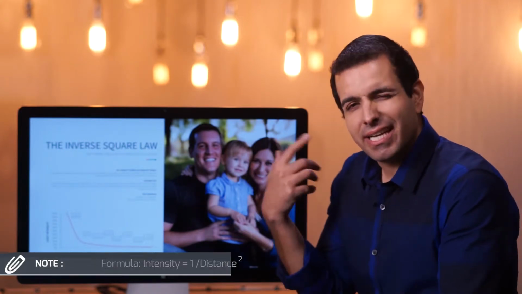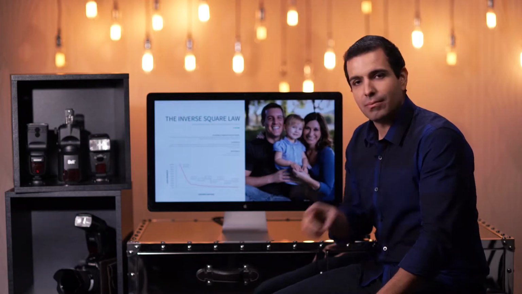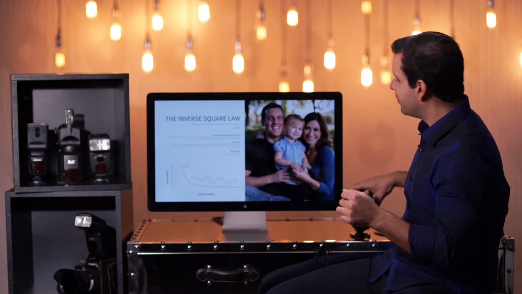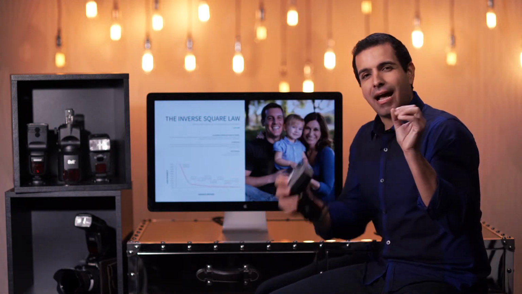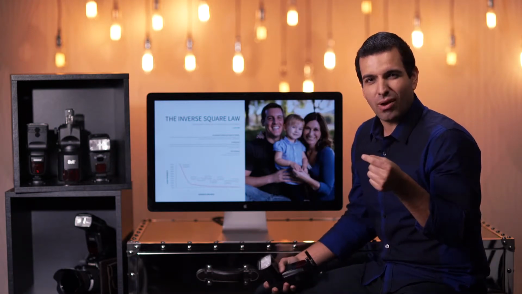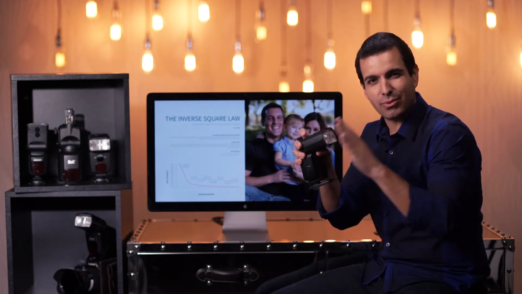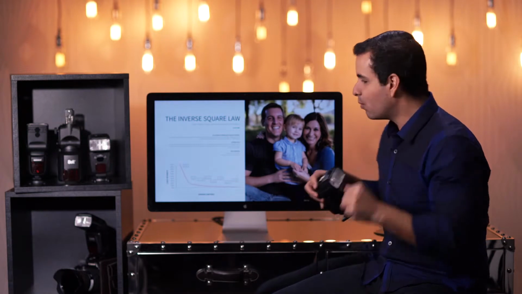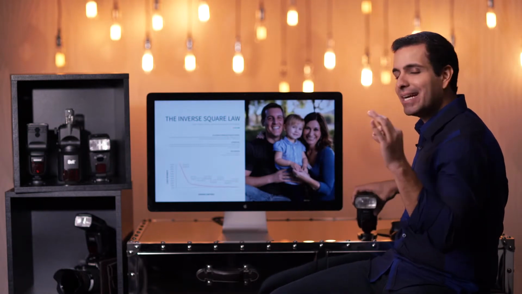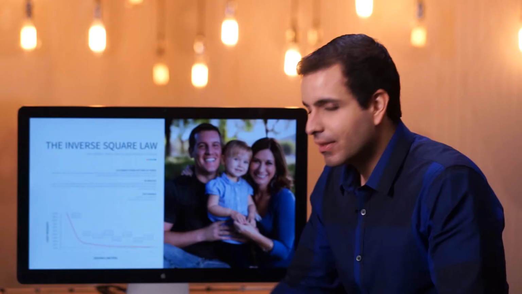This is where people kind of get it all confused. Let's assume that at 1 foot from my light source, I'm getting the exact amount of light that I want. We're going to say that it's 100% light. Really, it's not 100% because I'm losing light between this and 1 foot. But let's assume that at 1 foot, I have 100% of my desired amount of light.